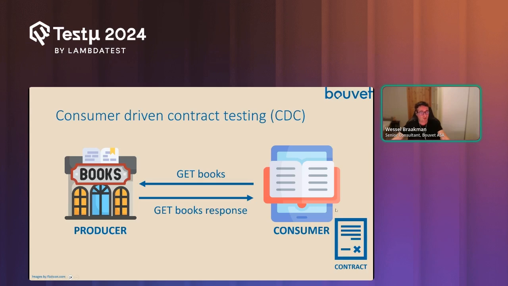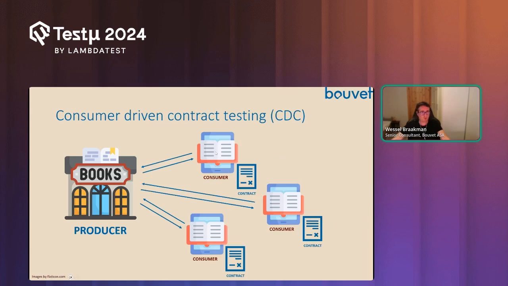What's different here is that in the previous example, the producer would have one contract for multiple consumers, but with consumer-driven contract testing, each consumer can have their own needs and therefore also their own contract. And the producer, if possible, has to adhere to all of them.